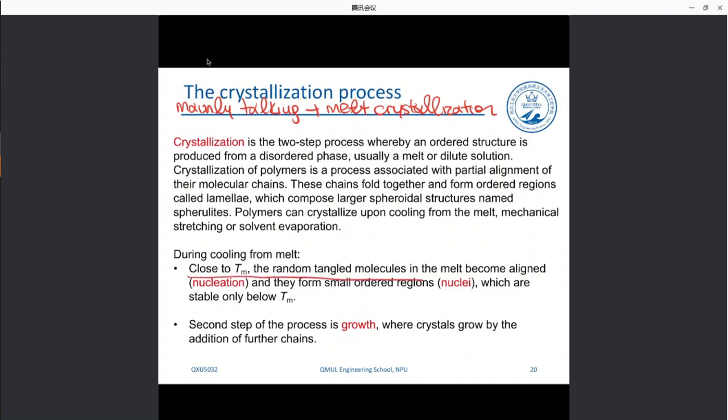Closer to the melting point, we have aligned small regions, which are called nuclei, which are stable only below the melting point, because above the melting point, they are disrupted by thermal motion. Let me write this down. Above Tm, they are disrupted by thermal motion.